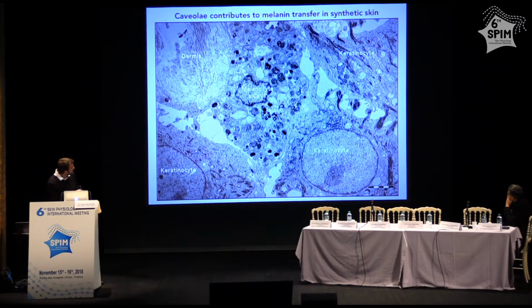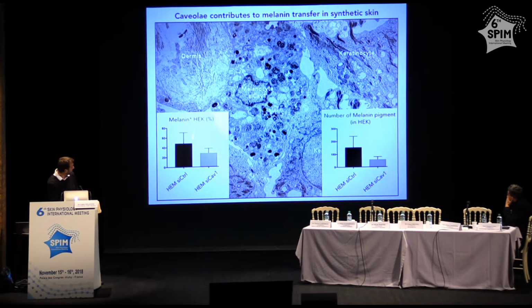So then, when we go to the caveolin 1 depleted epidermis, this melanocyte is still pigmented, but this is coherent with what we showed in vitro, in 2D. However, the neighboring keratinocytes here are devoid of any pigment. So we quantified this observation and indeed observed a decrease in the number of keratinocytes that are positive for pigment, and once they are positive, they have less pigment in their cytosol. So, caveolin also contributes to melanin transfer in 3D, in synthetic skin.